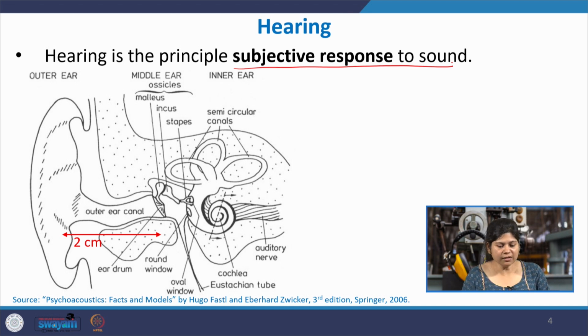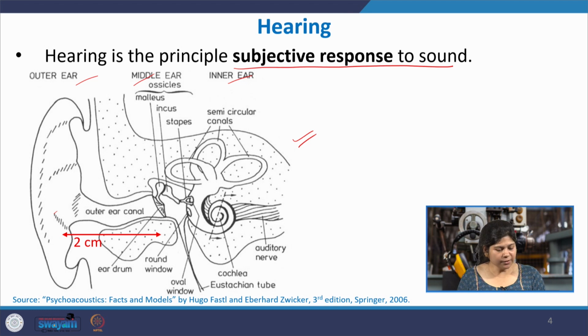Over here you can see a brief overview of how a human ear looks anatomically. You have an outer ear, then a middle ear, and then the inner ear. The purpose of the outer ear is to collect the noise. It is like an antenna trying to collect as many of the sound waves hitting it as possible, and then these sound waves travel through the outer ear canal and reach the middle ear.